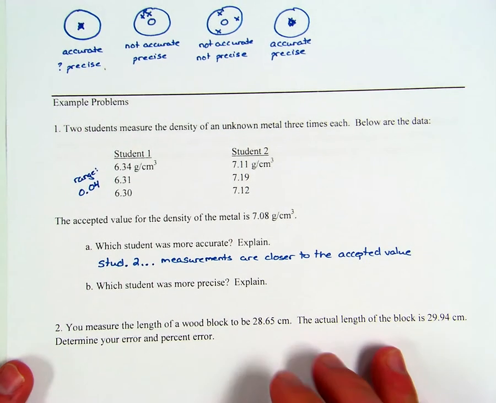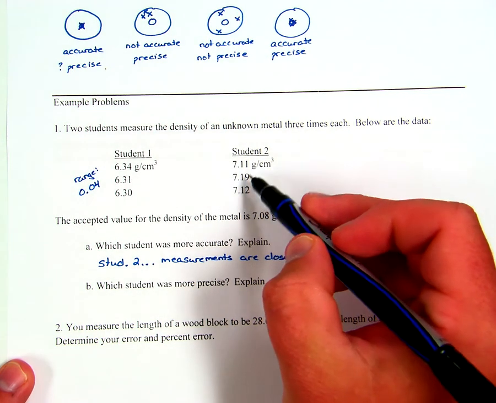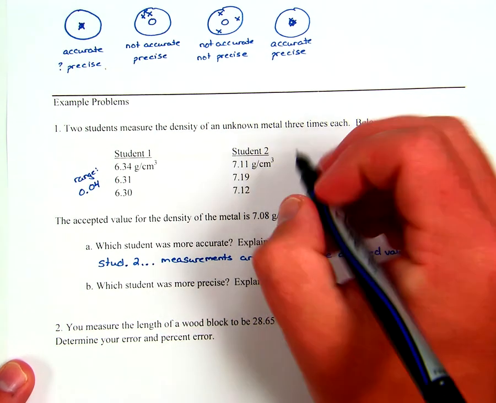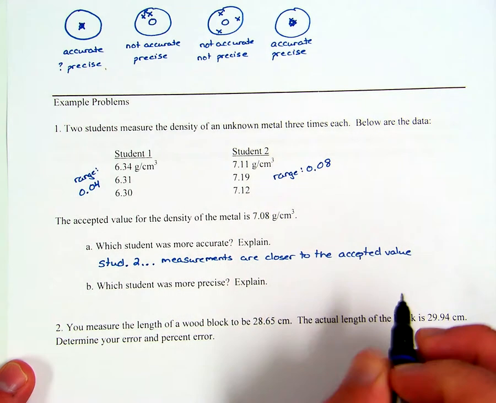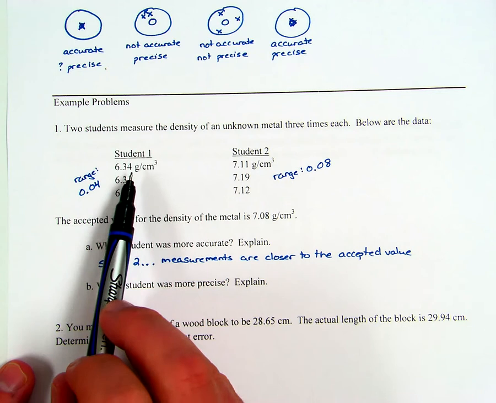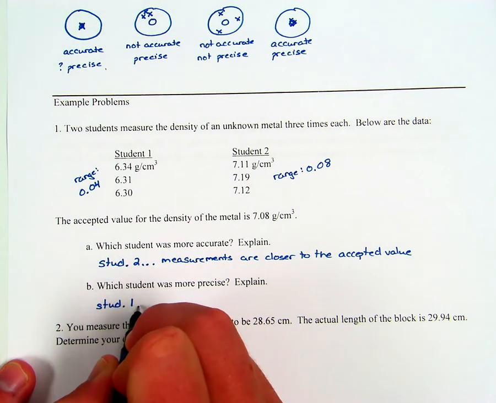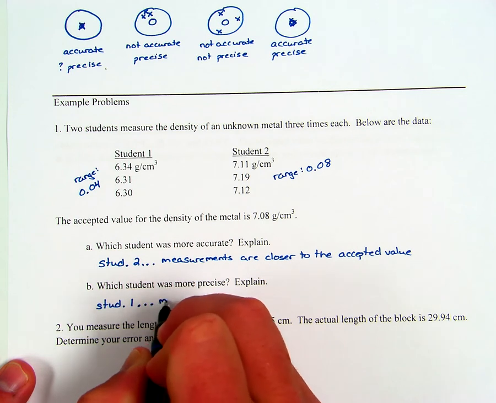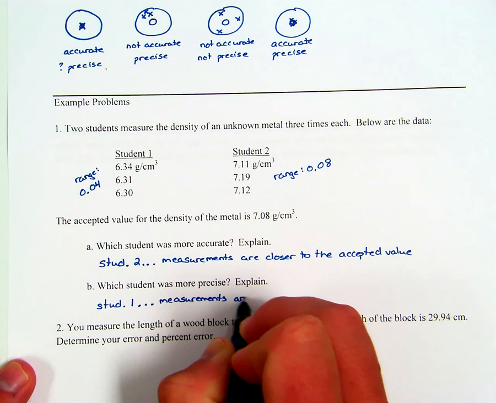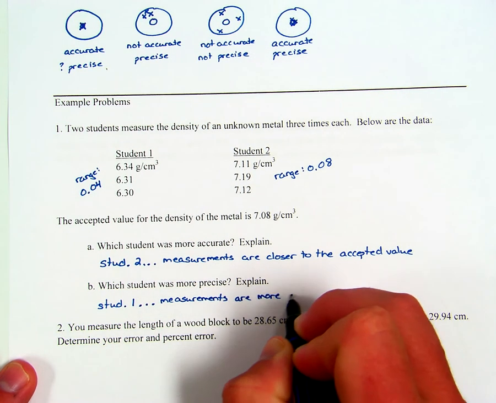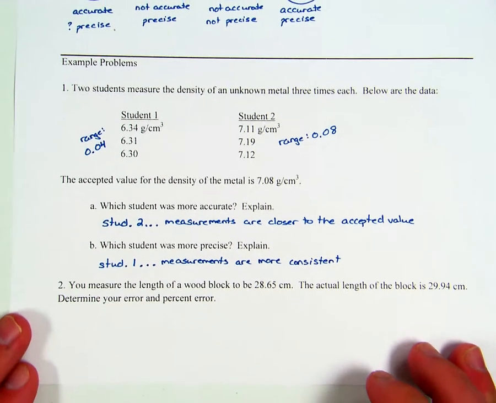We think about the same thing for student 2. The high value is 7.19, the low value is 7.11. That gives you a range of 0.08. So that right there would show us that student 1 was more precise because their values agree with each other much better. So student 1's measurements are more consistent. Okay, that is the difference between accuracy and precision.